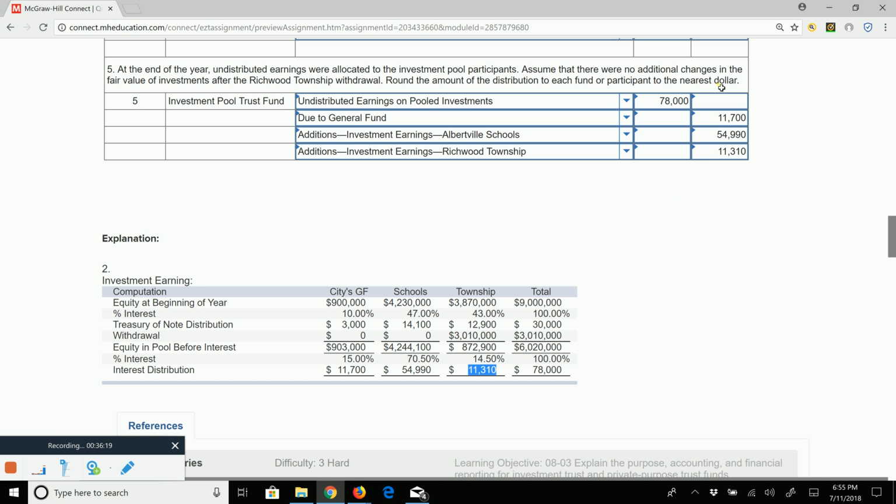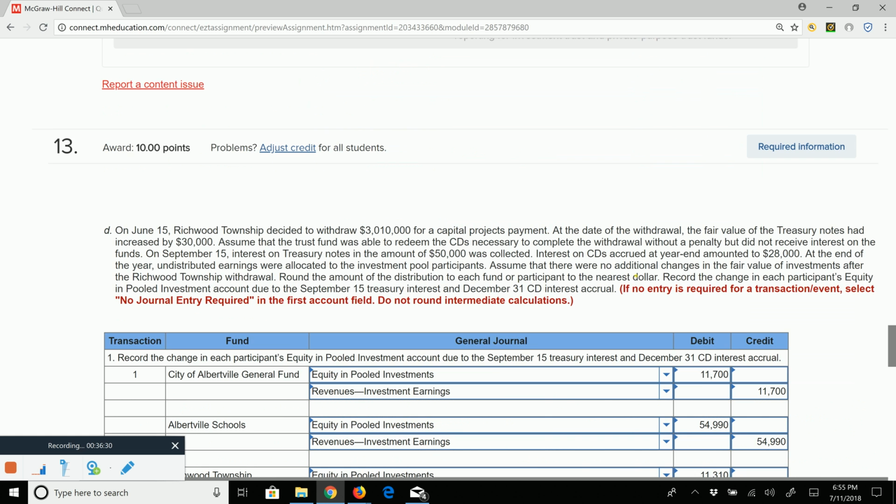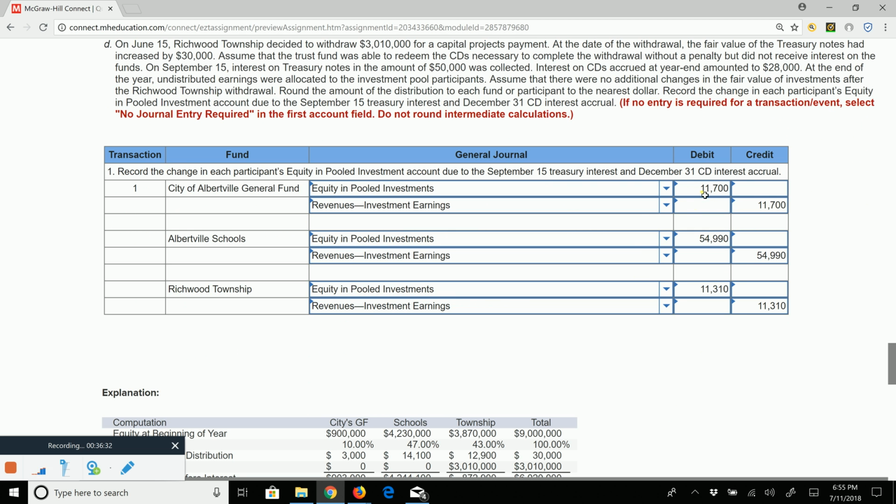And taking this journal entry here, remember these numbers: $11,700, $54,990, and $11,310. You will see that on the last day of the year, we will debit equity in pooled investments and credit revenues across the board for all three participants for their respective amounts that they share in the $78,000 earnings between September 15th and the year-end interest accrual.